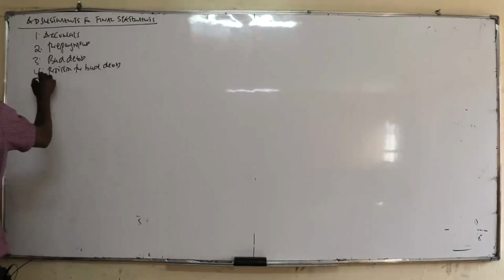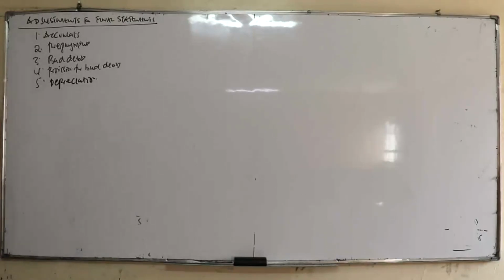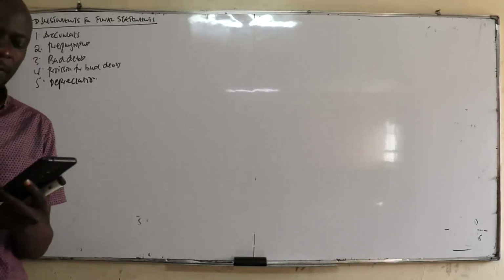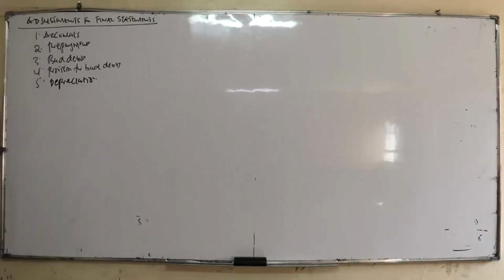Number five, we have depreciation. These are the things that you need to know how to adjust. They are always tested alongside the income statement. Once you know the format and how it is done, we go to the next item, which is adjustments of the final statement. So now we start with number one, accruals.